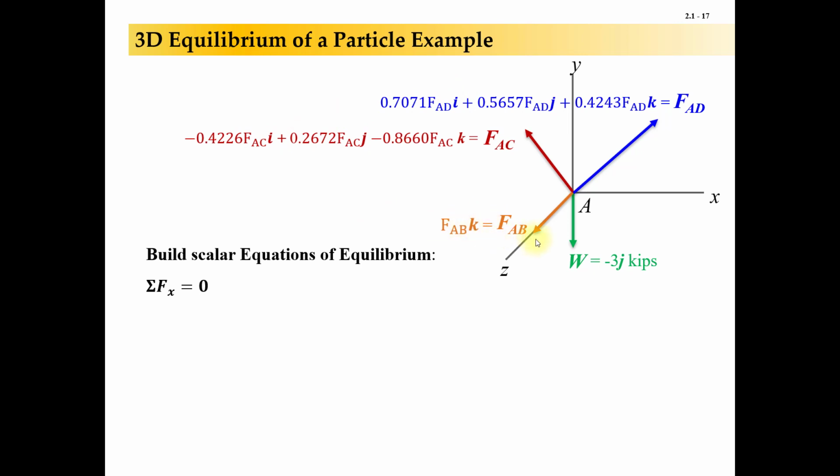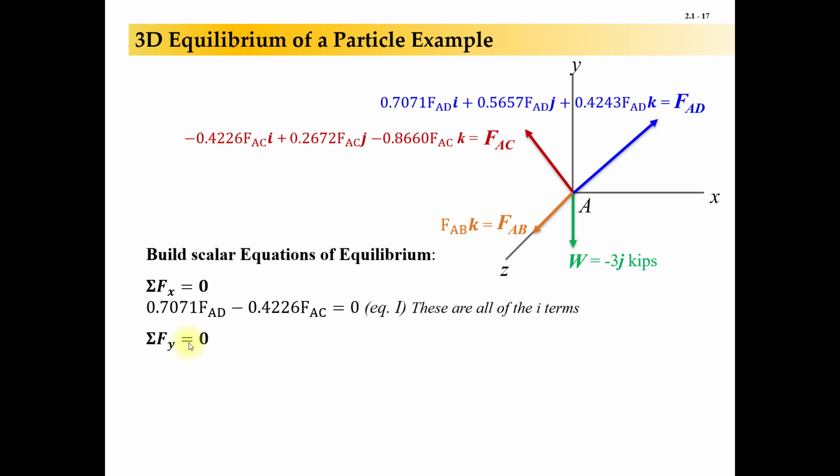So there's not going to be an I value in this one, but these two have it. So there's my equation: 0.7071 FAD minus 0.4226 FAC. I take that I value and this I value, add them up, and set their sum equal to 0. I'm going to call that equation 1 because I'm going to do a simultaneous solution of equations here. So I'm going to go ahead and just name it equation 1 for this example.